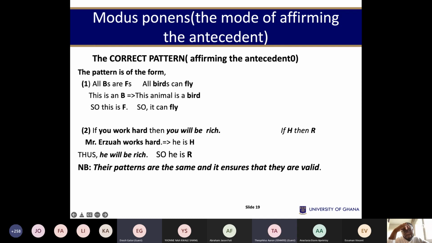So the first one, that is, all birds can fly. This is a bird, so it can fly. But birds like penguins, they are birds, but they don't fly. So in a way, the first one can be false. Okay.